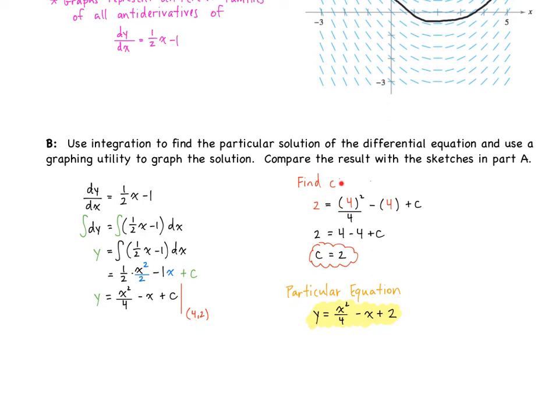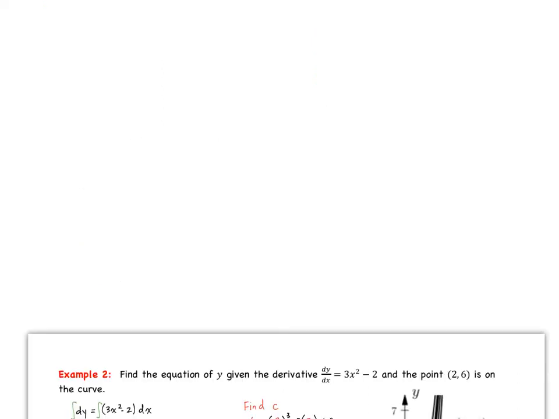So now we go ahead and find c. We plug in 4 for x and 2 for y, and we find that c is equal to 2. Now we can write the particular equation. We plug in 2 for c, and we get our particular equation of y equals x squared over 4 minus x plus 2.